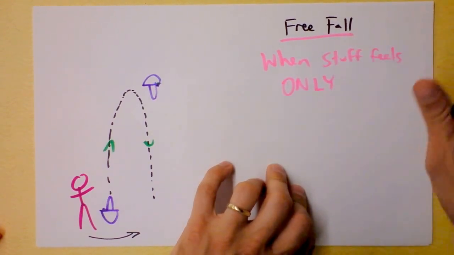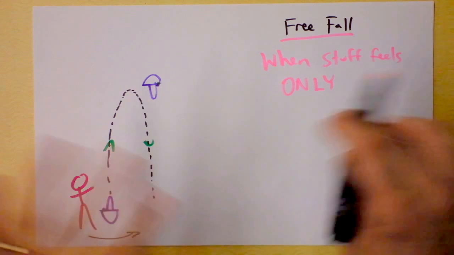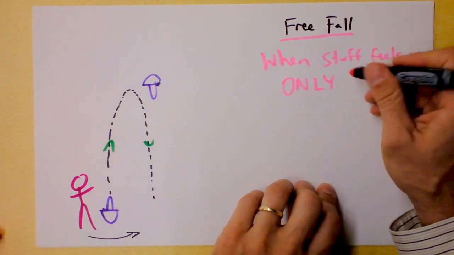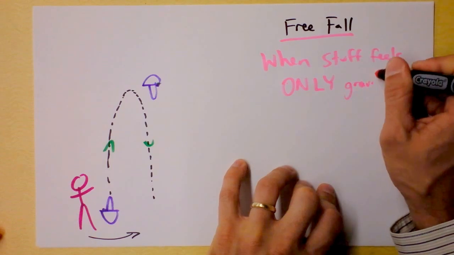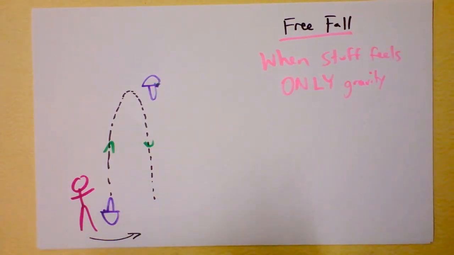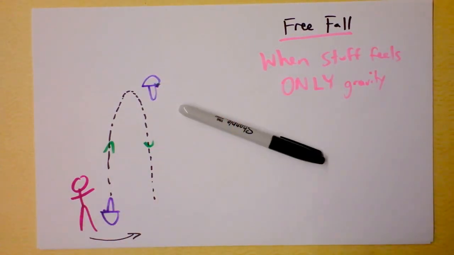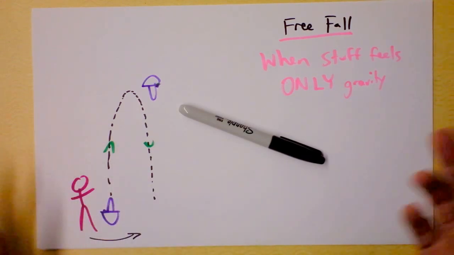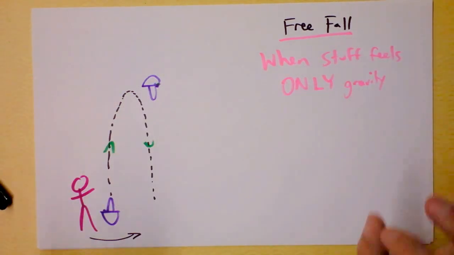And I don't know anything about feeling. I don't know anything about this idea. There's another F word that you probably might be thinking about. I don't know, it depends on how much physics you've studied. When stuff feels only gravity. So, for instance, the reason that this marker is not in free fall is because it feels something else besides gravity. What? Oh, the piece of paper is pushing up on it. Sure, okay, fine. So that's the idea of free fall.